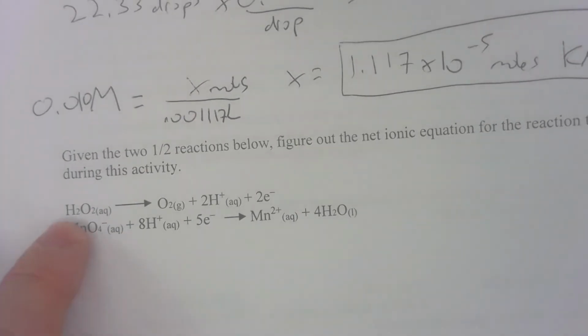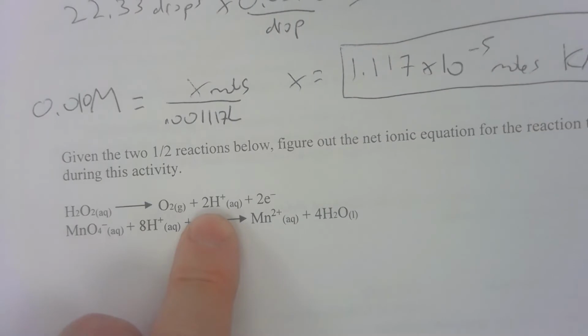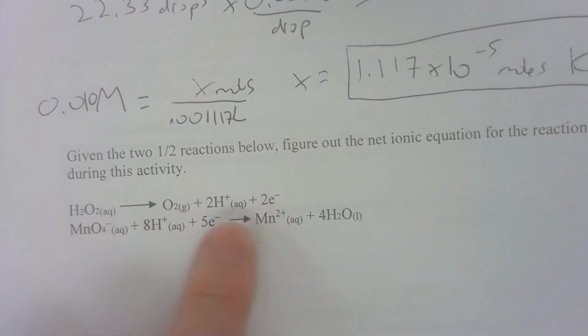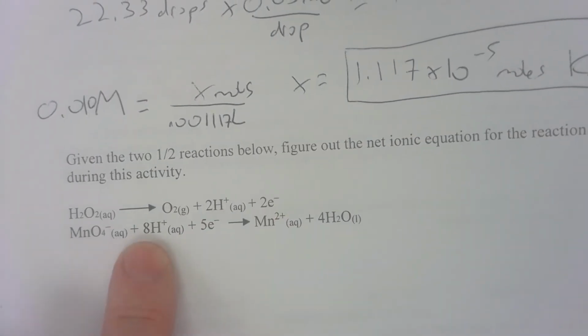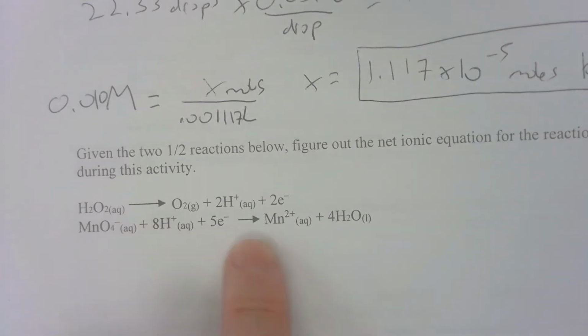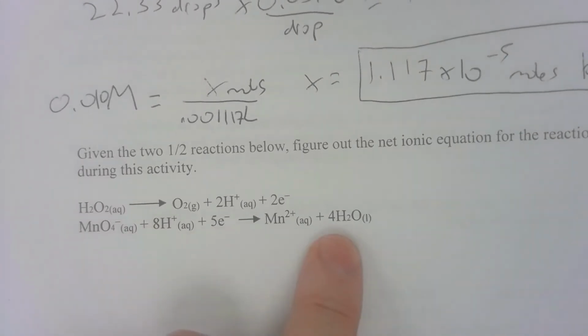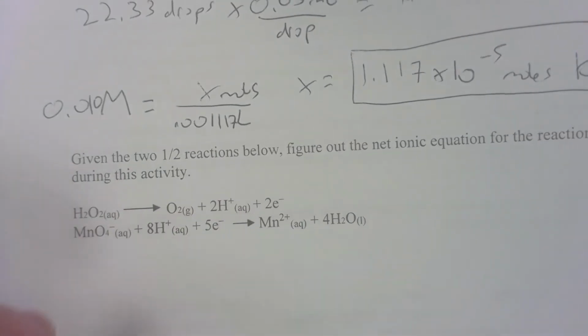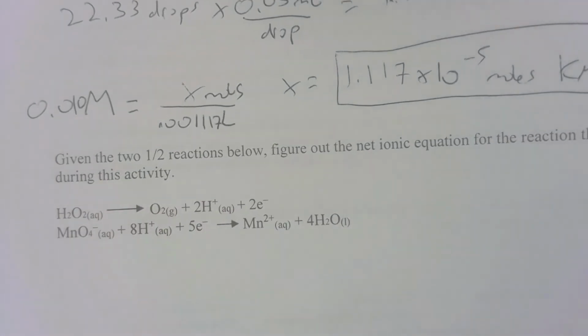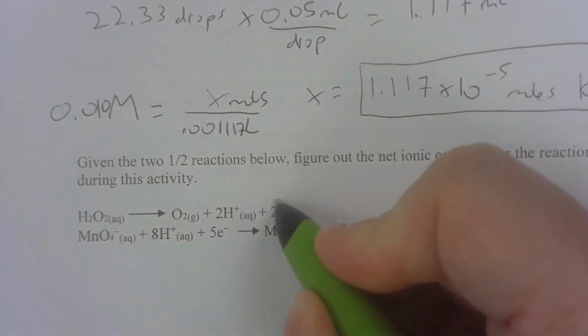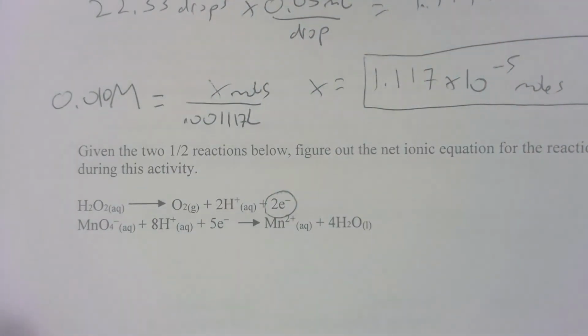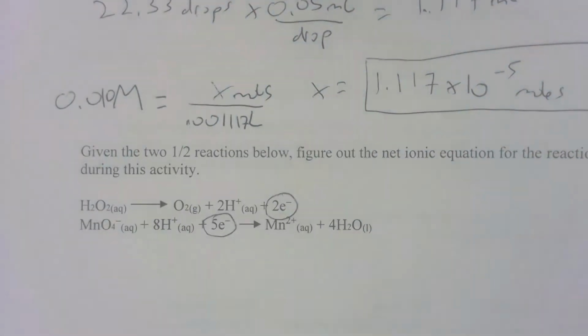The peroxide broke into oxygen and H plus ions, giving off 2 electrons. The permanganate, using 8 moles of H plus and gaining 5 moles of electrons, turned into Mn plus 2 and 4 moles of water. Now these two reactions are balanced individually, but they're not balanced together because I have somehow lost 2 electrons and magically gained 5.